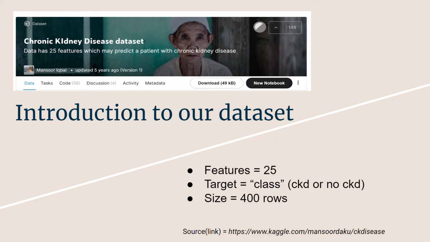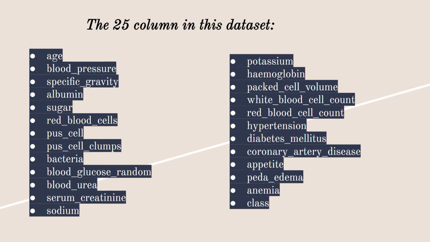Okay, next. We have 25 columns in this dataset. This is the list of our columns. You can pause the video if you would like to take a look at each of the columns. And yeah, I can carry on with my presentation.